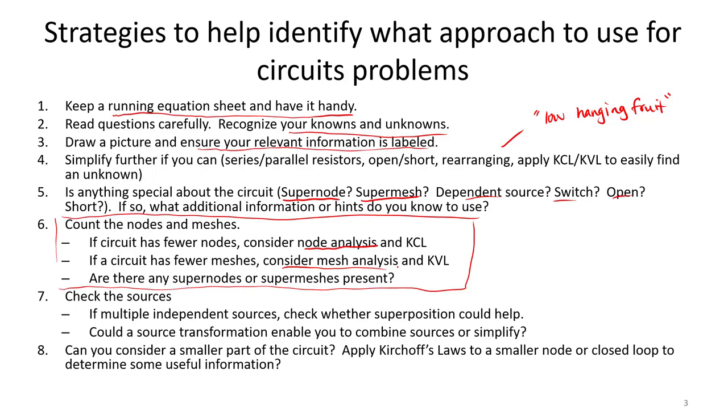Finally, check the sources. If you have a circuit that contains multiple independent sources, superposition might be able to help. Remember, superposition allows us to consider each source's contribution separately, and we only need to solve for one source at a time. Also consider source transformation. Maybe if you changed a voltage source into a current source, or vice versa, that might enable you to solve things more easily as well.